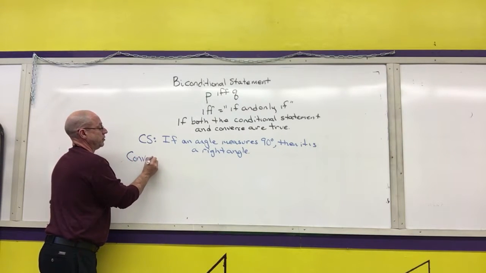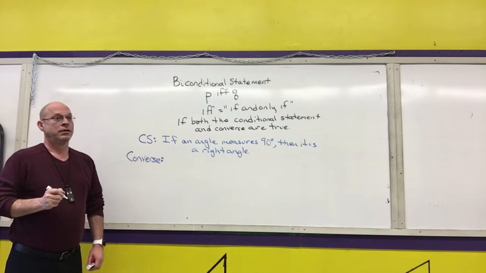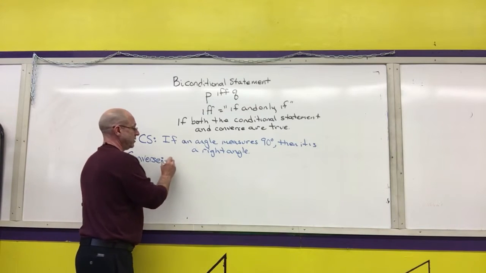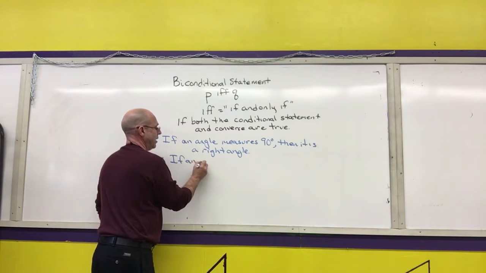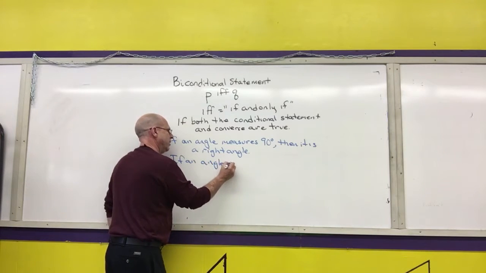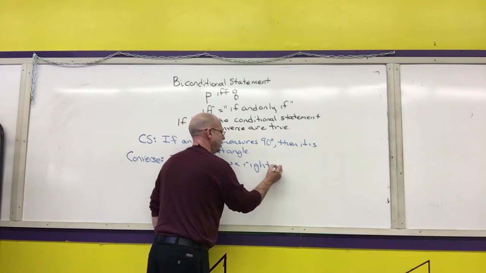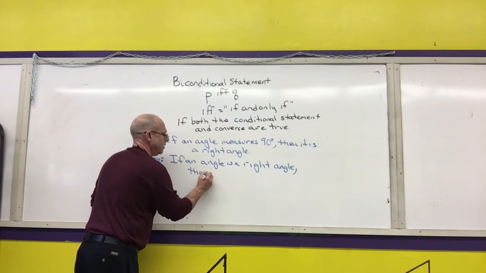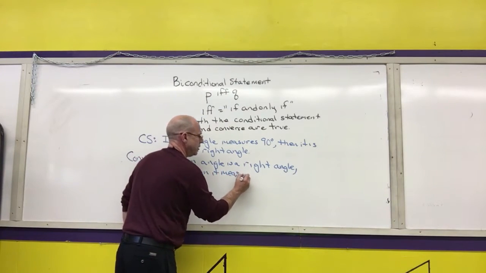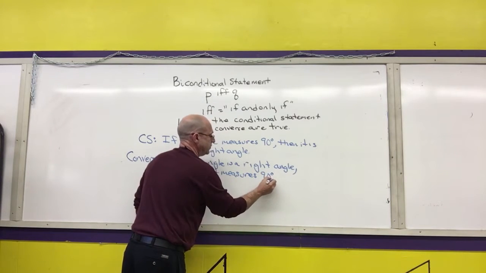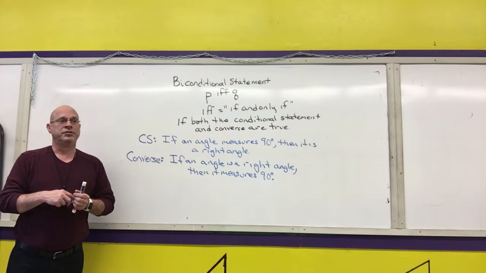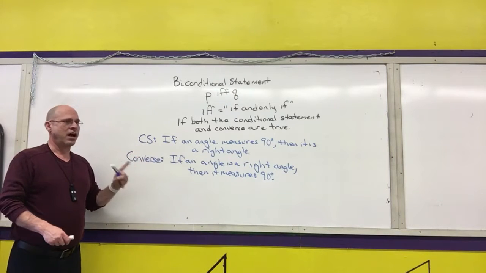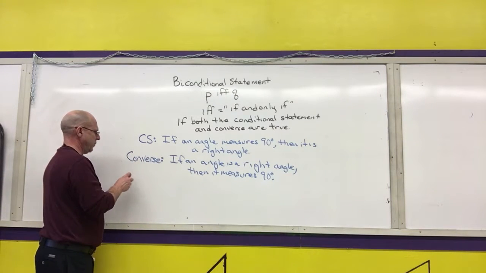Somebody remember what the converse is? Q implies P. So we swap the hypothesis and the conclusion. So the way I'm going to write this is: if an angle is a right angle, then it measures 90 degrees. Is that a true statement? So, because the conditional is true and the converse is true, I can write a biconditional statement.